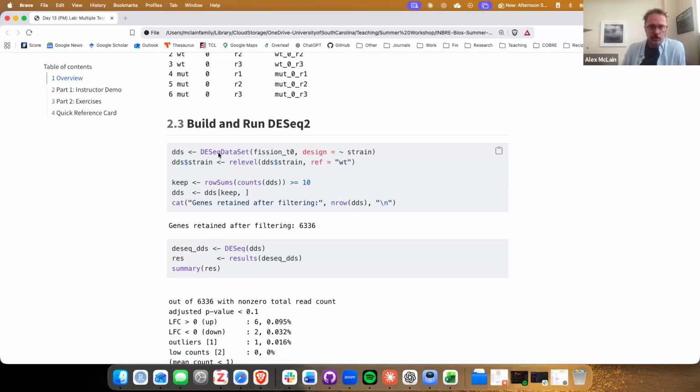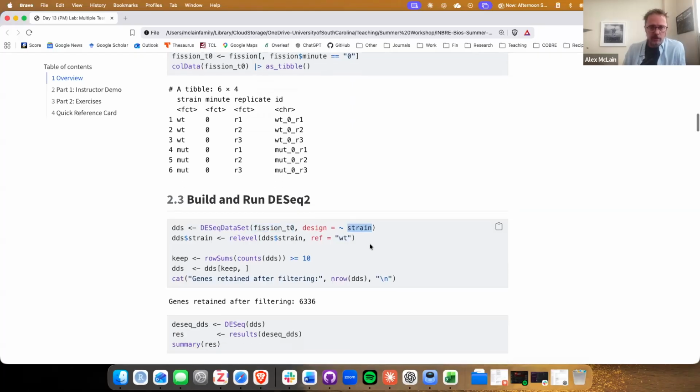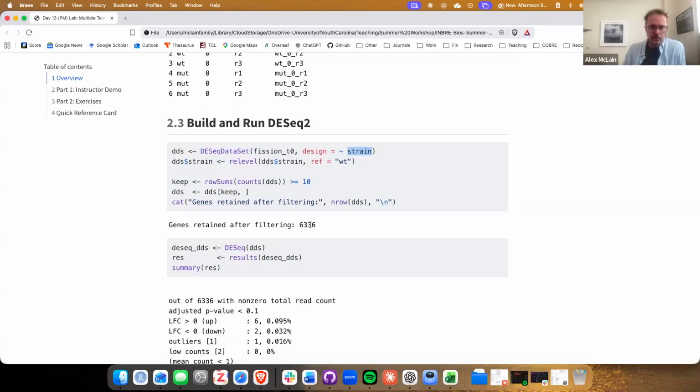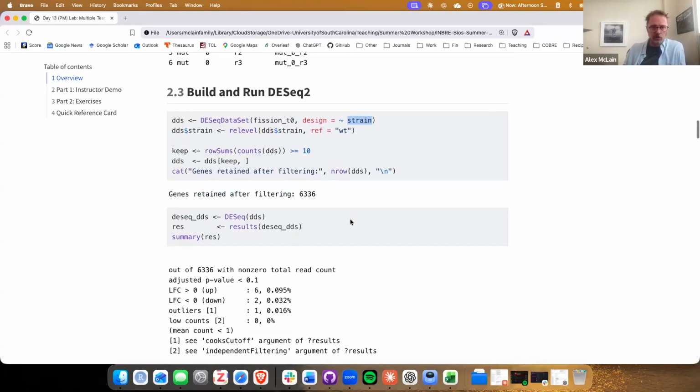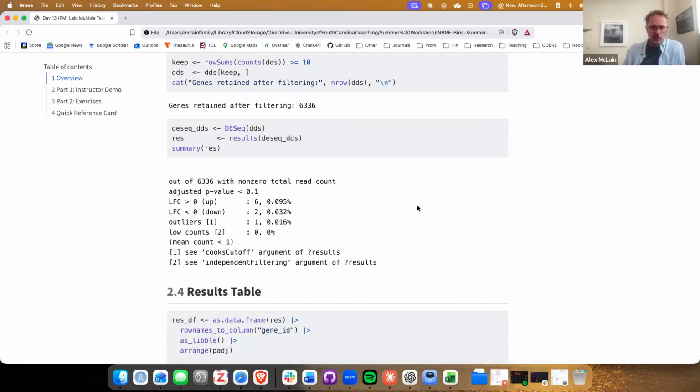Okay, so we are running this. We're giving it the fission data set and design matrix. We're only including strain in there, setting the reference level, doing some filtering. 6,336 genes, not as many as we had before. Running the experiment here using DESeq, getting the results. Little summary of the results.